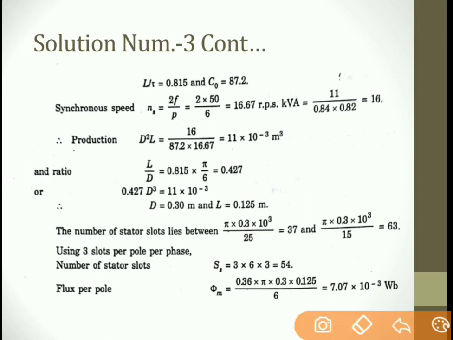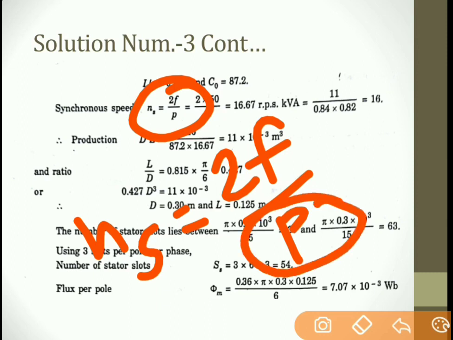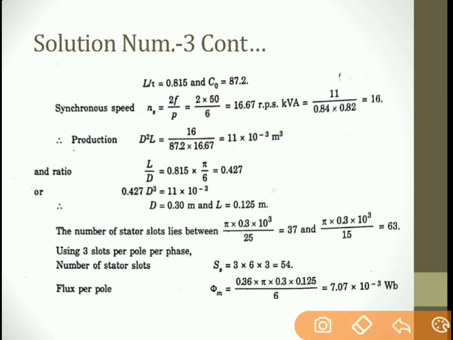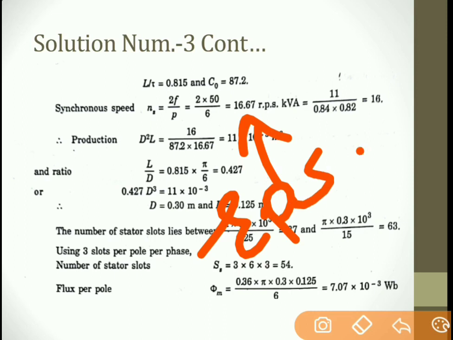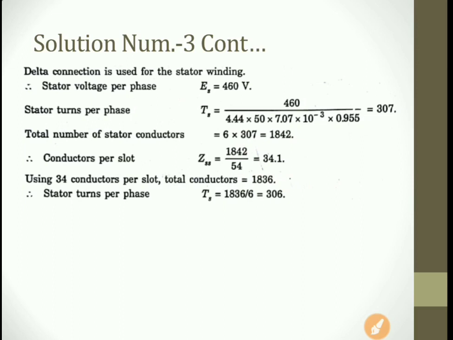The change in the calculation comes here. Ns equals 2f by p. This is the formula, right? Out of which the p value is 6 here. Frequency is no doubt 50. So if I put p equals 6, I get 2 into 50 divided by 6, which comes to be 16.17 RPS. Correct? This many RPS I get.